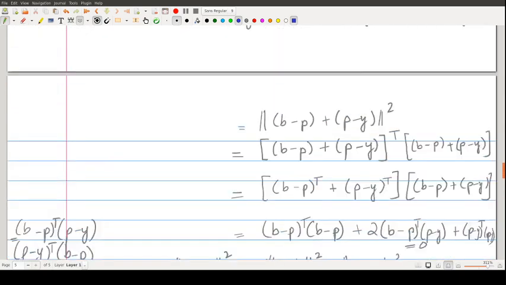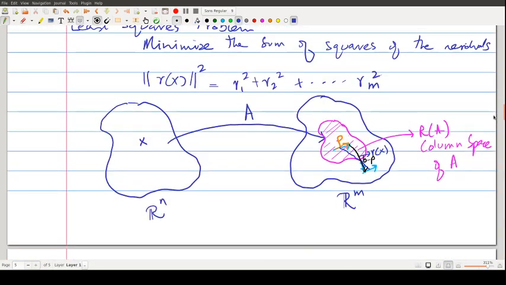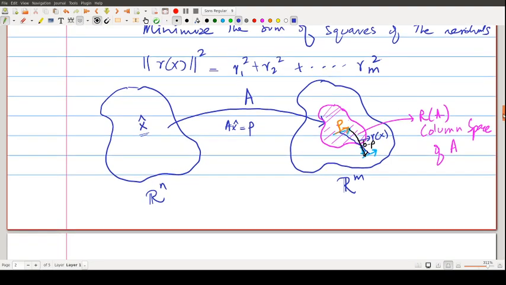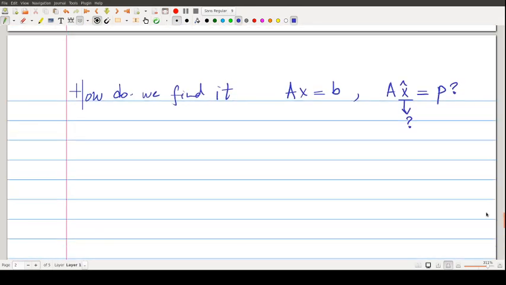So let's go one more time back to the diagram. There must be some x hat that goes to this p. So I'm saying Ax hat goes to p. And what I'm interested in is not just p, because p is just the closest vector here. I want some solution to solve this equation, I want this x hat. And so the question is, how do we find this x hat? So let's begin to answer that question.